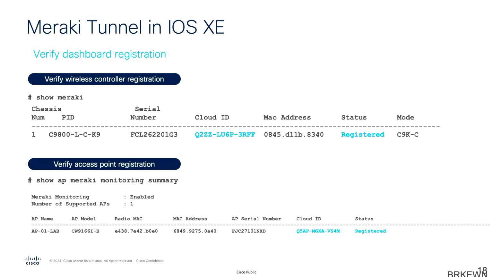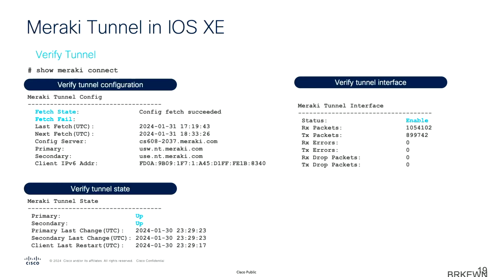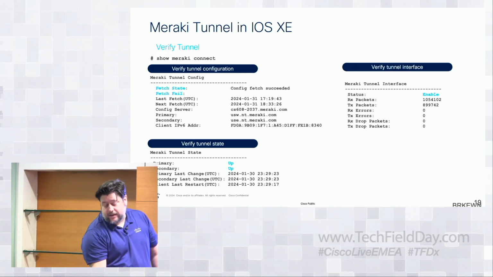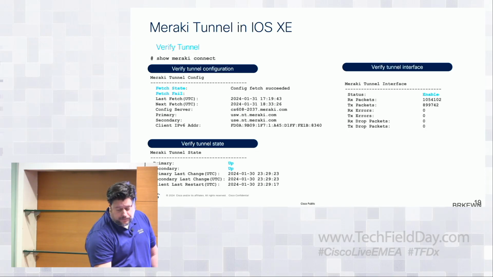You can also get a list of all your APs with the show ap meraki monitoring summary command. The web UI is all there as well. You can get some tunnel stats, see whether the config fetch works successfully or not, see if your tunnel interfaces are up, and you get some packet counters too, letting you know if there are any errors or dropped packets going through the tunnel.